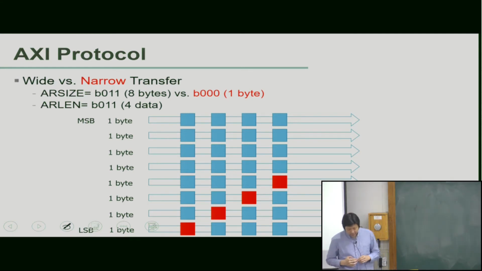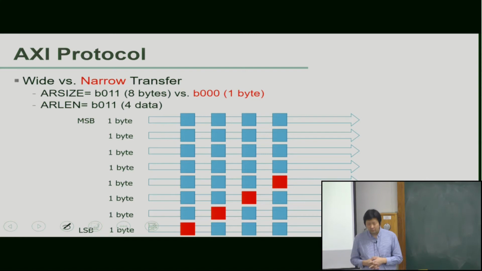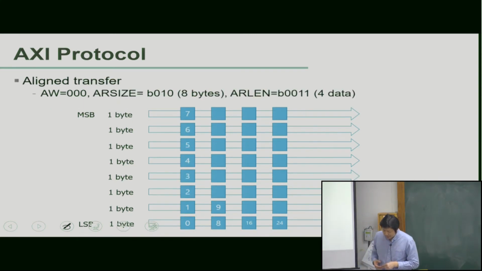And the next one is aligned transfer and unaligned transfer. Aligned transfer means, let's say this is a starting address.